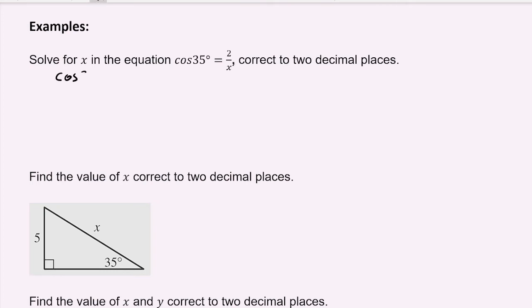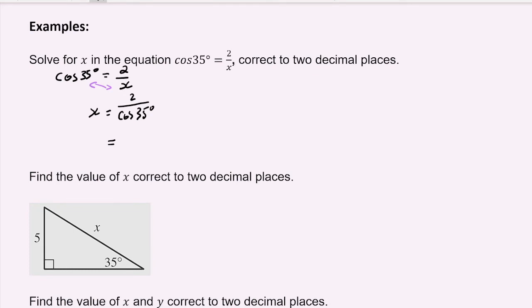cos 35 degrees equals 2 over x. Now, if you remember, cos 35 and the x, all they have to do is switch places. Okay, all they have to do is switch. So I'm going to go x equals 2 over cos 35. You can see they've switched. And then that fraction is what I pop in my calculator.